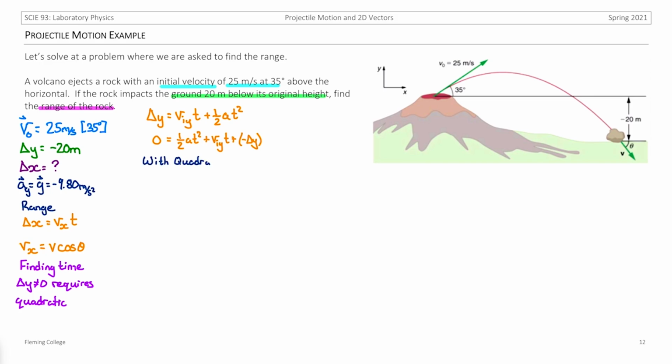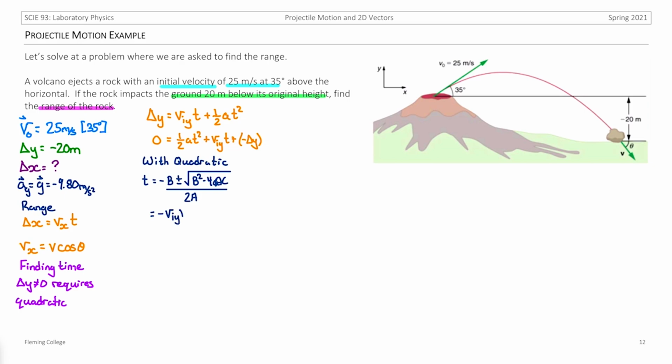Now let's apply the quadratic. Remember, the quadratic is t equals negative b plus or minus the square root of b squared minus 4ac, all divided by 2a. And here we substitute our components from our equation. Be very careful about how you use brackets here.